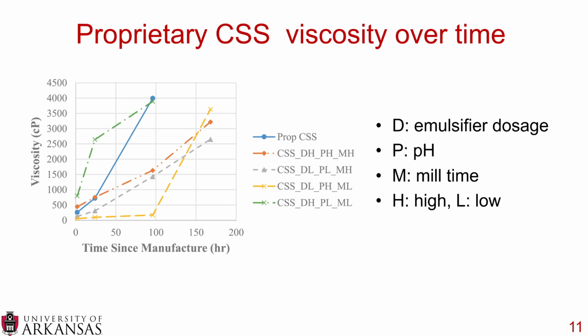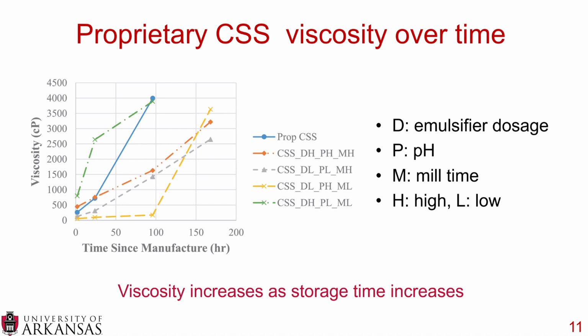And these were at a high and a low volume. So the high value was just outside the emulsifier range. The low value was just outside the emulsifier range, and corresponding pHs and mill times. So this is a partial factorial experiment, but we've got viscosity versus the time versus manufacture, and we have different levels of emulsifier dosage, pH, and mill time. Now, the biggest takeaway from here and the clearest takeaway was that the viscosity increased as the storage time increased.